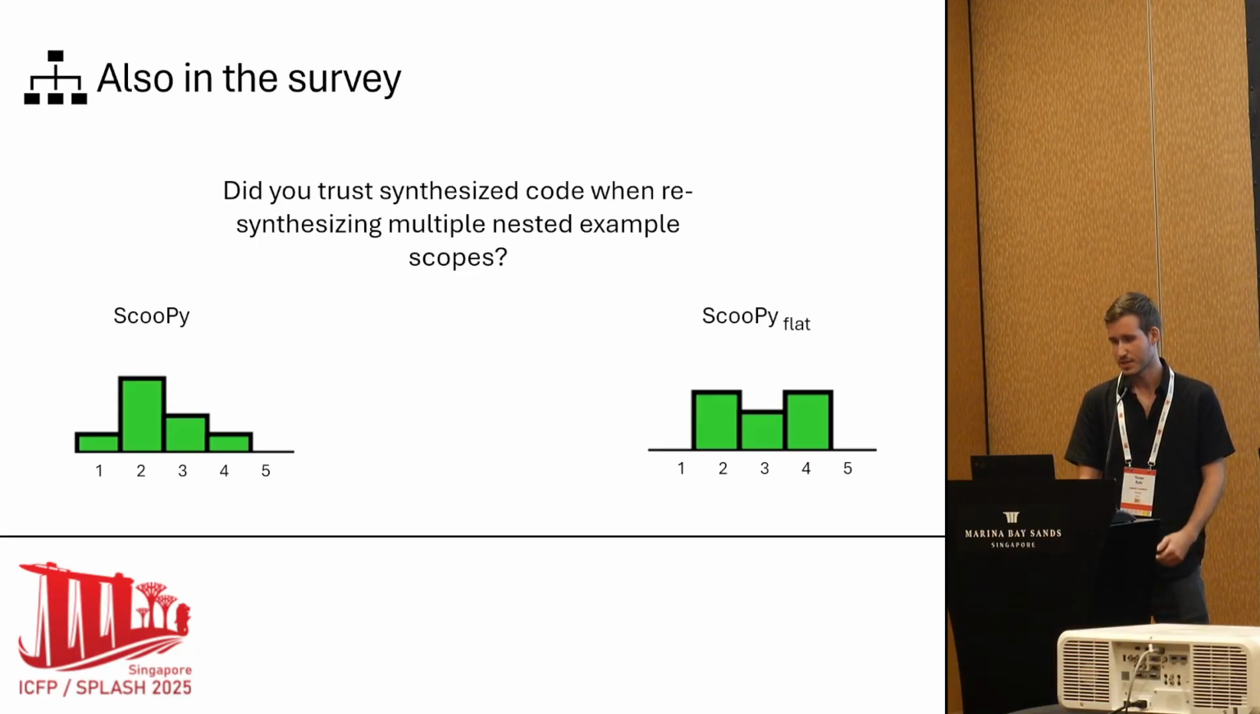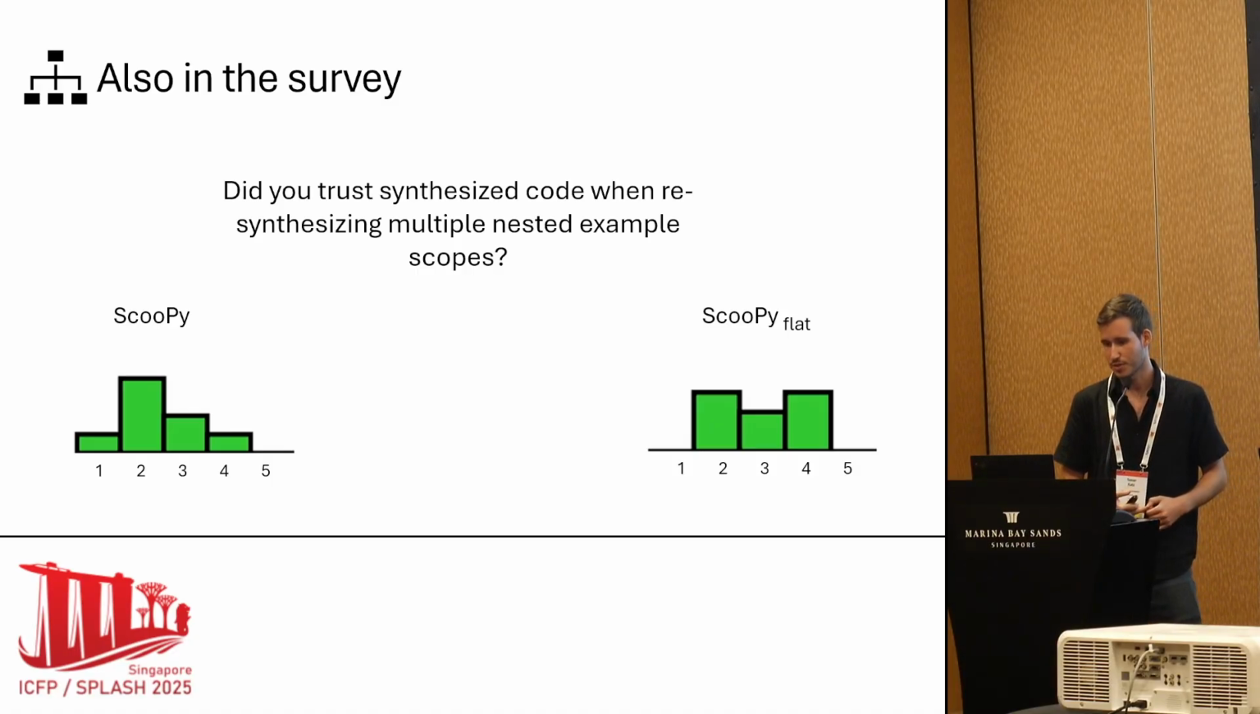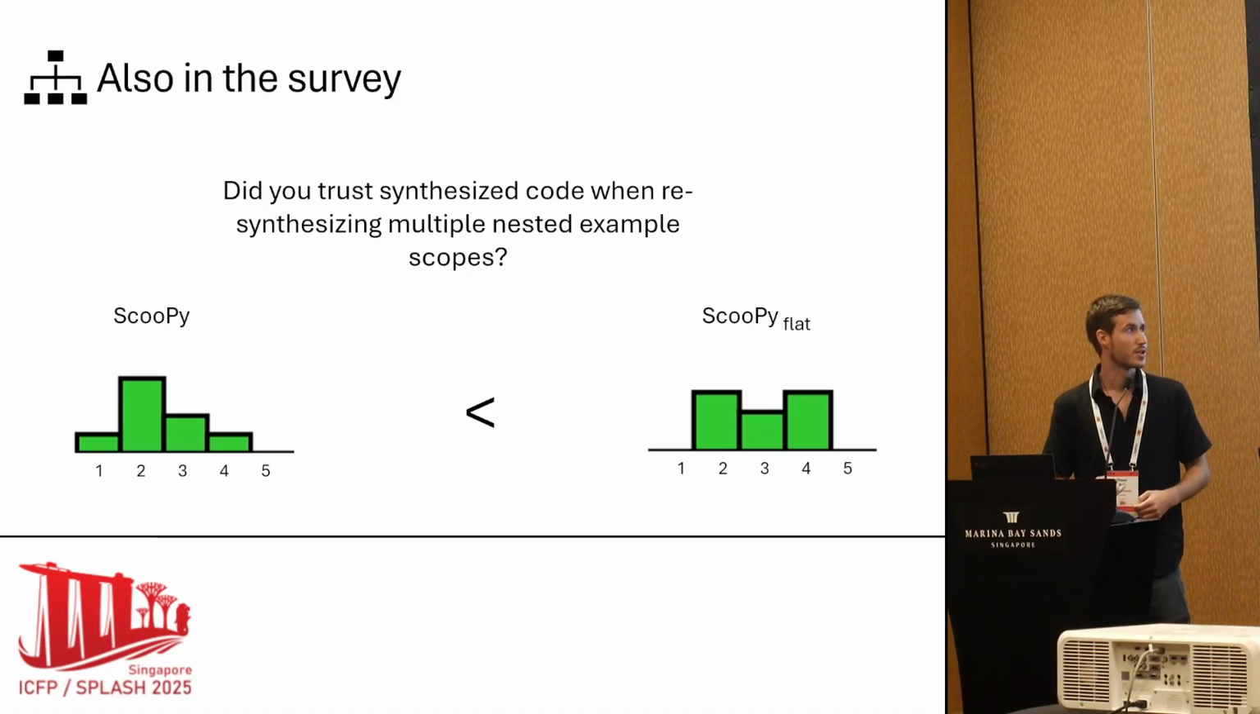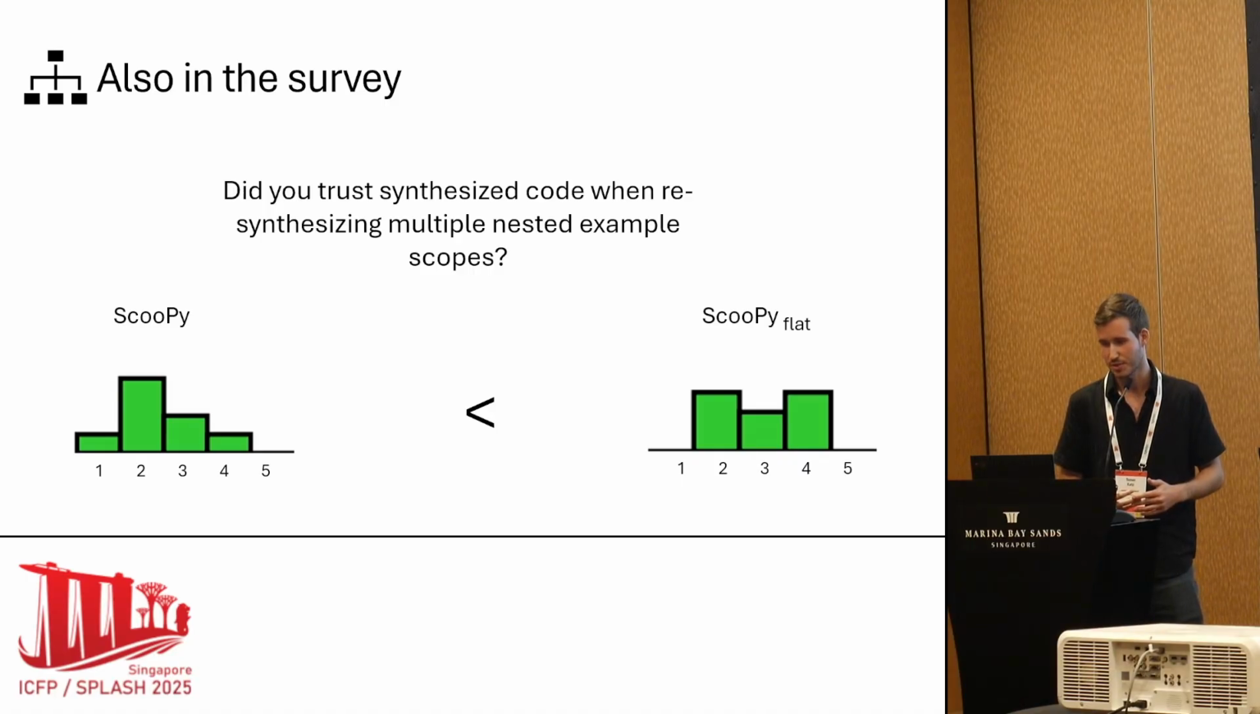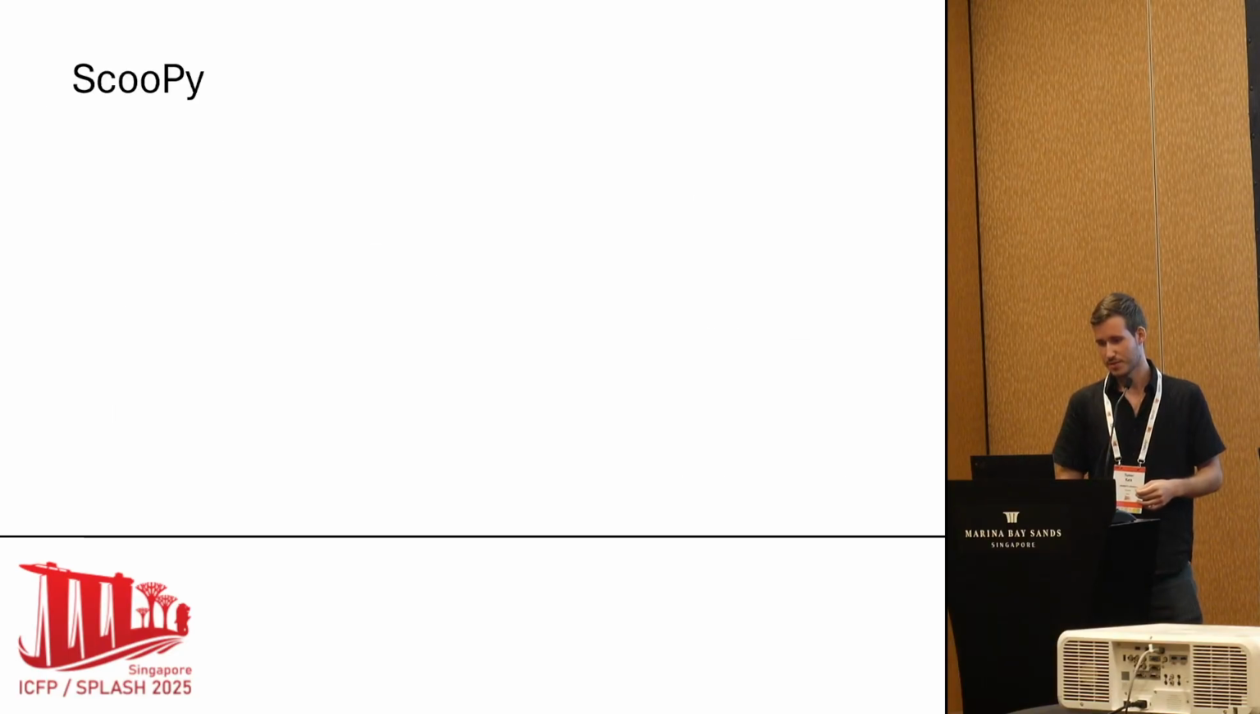We also saw this in a survey that we conducted after the study. One of the questions that we asked them was, did you trust synthesized code when resynthesizing multiple nested examples? And also here, we can see that participants who had the ability to synthesize nested example scope trusted the code less. So to sum up, we saw ScooPy.